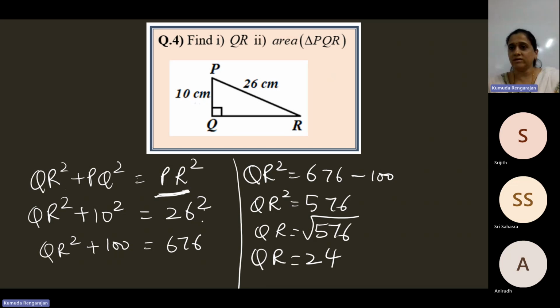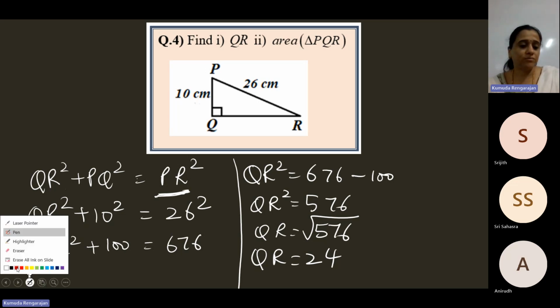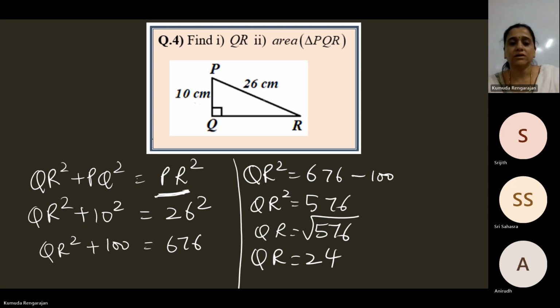Now you found QR. Next, what should you find? The area of the triangle. What's the formula to find the area of a right triangle? Half base into height, or half product of legs. Area of a right triangle is equal to half product of legs. Now, this is the hypotenuse, right? The other two sides are called the legs. This is one leg, this is the other leg.